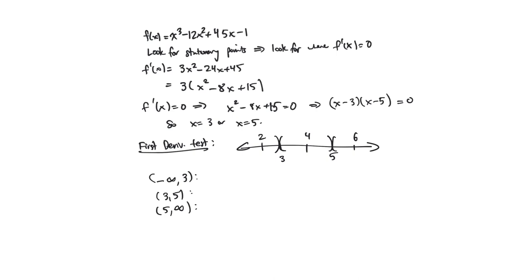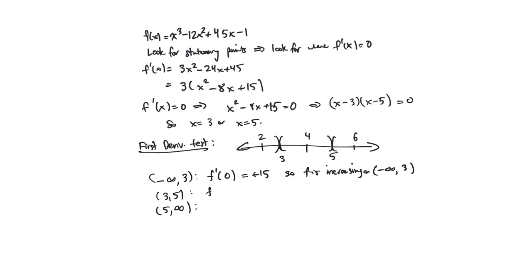In any case, if I take 2 and substitute that into my first derivative expression, then f prime of, say, well, let me just go ahead and do 0 instead, would be plus 15. Now, I don't really care about the value that I get so much here, just whether or not it's positive or negative. So f prime at 0 is positive, which means that the function is increasing on this first interval.